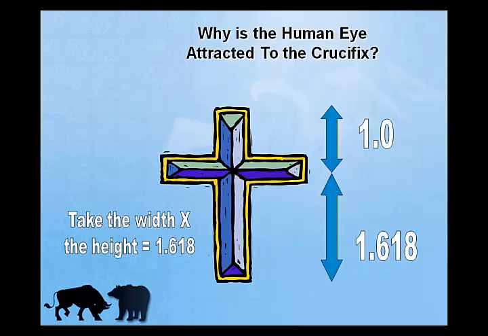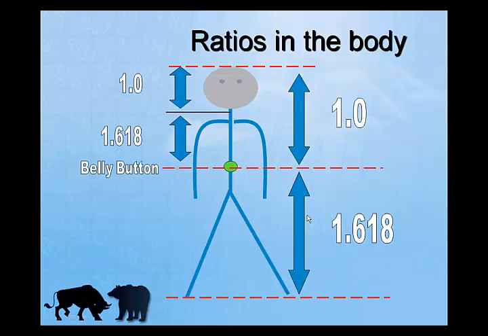The cross, they say the human eye is attracted to the crucifix because if you take and measure this part of the cross and multiply it by 1.618, it's going to give you from here to here. The body is in a perfect Fibonacci sequence. This is something you could do if you don't believe me.